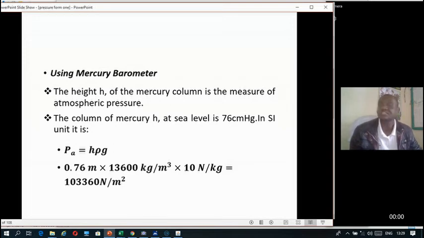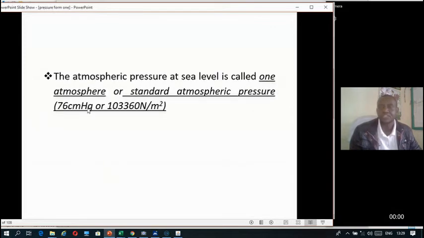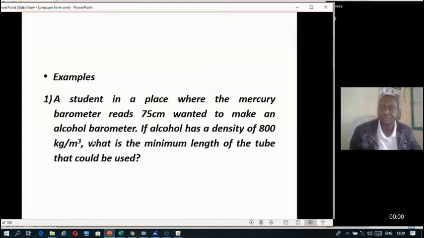No, it must be 760 millimeter mercury and all that, so that we can know the density of the liquid we can multiply to obtain our atmospheric pressure of that place. So the atmospheric pressure at sea level is called 1 atmosphere, or standard atmospheric pressure, which is 76 cm mercury or 103,360 pascals. That is at sea level.